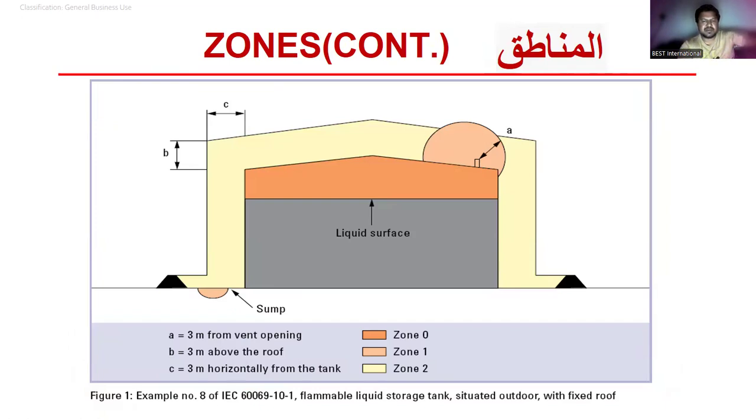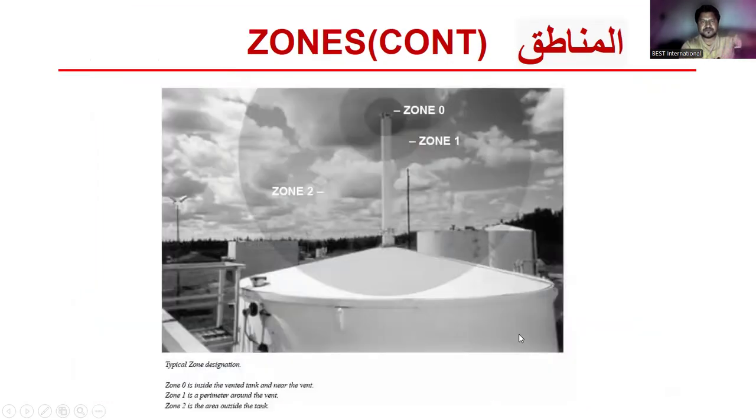Same way, this is an example. Up to 3 meter from the vent opening, zone 0. 3 meter above the roof, zone 1. And C, where is C? 3 meter horizontally from the tank, zone 2. Okay, so that's another way to make you understand, based on IEC 60079-10-1, a flammable liquid storage tank situated outdoors with a fixed roof.